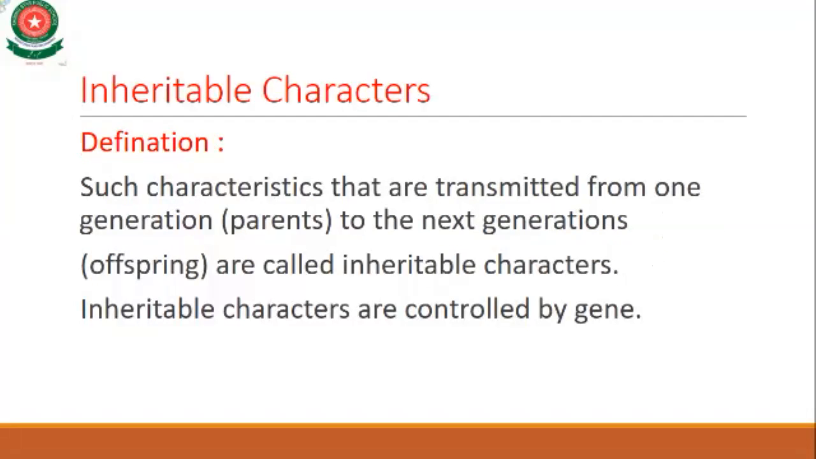Now we discuss inheritable characteristics and non-inheritable characteristics. Characters such as eye color, skin color, hair color, free or attached earlobes, height, and intelligence are transmitted from parents to the offspring. Such characteristics that are transferred from one generation, meaning parents, to the next generation, offspring, are called inheritable characteristics. Why are these transmitted from one generation to the next? Because these inheritable characteristics are controlled by the gene.